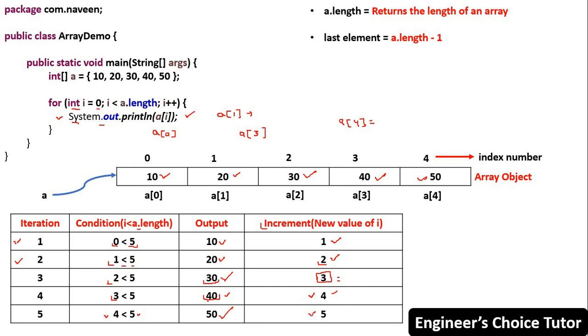And now the new value of i will become 5. Now if the condition check takes place, is 5 smaller than 5? No, it is not. So you will get false. If it is false, then there is no need to iterate more, right? Stop the iteration there itself, come out from the for loop, and execute the statements, if any statement is present after the for loop. So that is the thing you have to know.